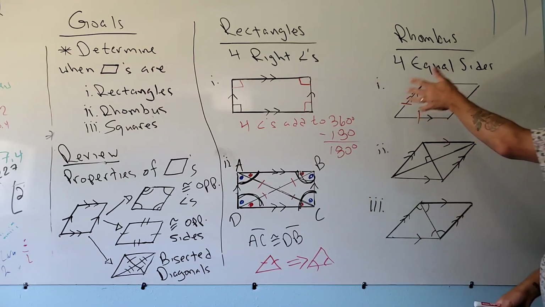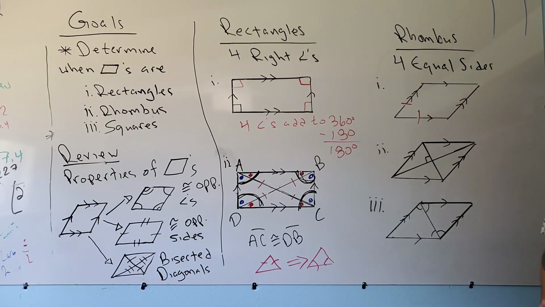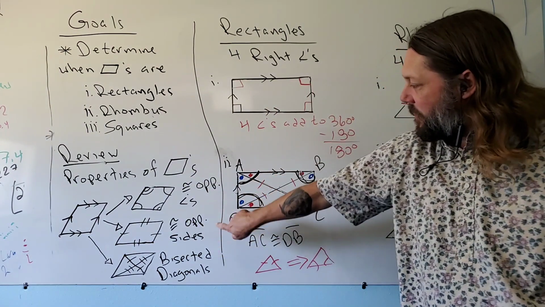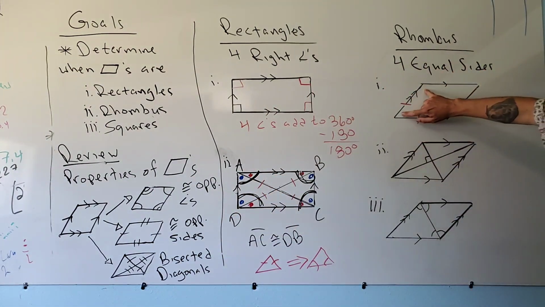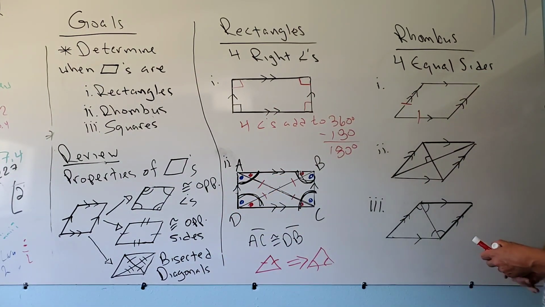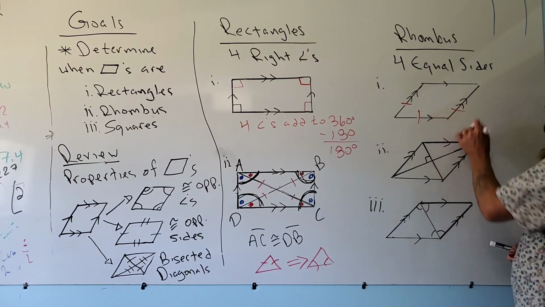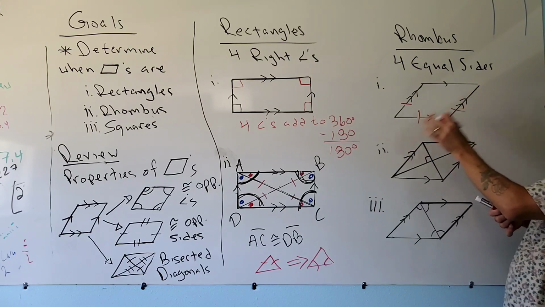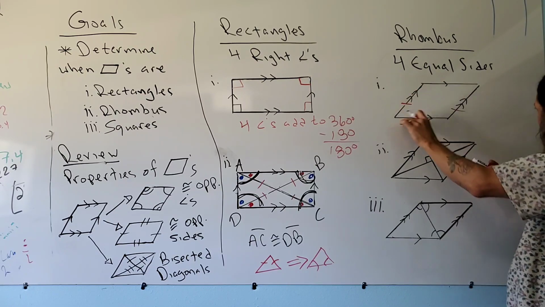Well, again, remember, rhombuses have 4 equal sides, right? But this shape is a parallelogram, which means if I have a parallelogram, I have equal or congruent opposite sides. So I know that this side must be the same as that side just because it's a parallelogram. But if this is the same as this, and this is the same as this, by the transitive property, we can say that all 3 sides are the same.